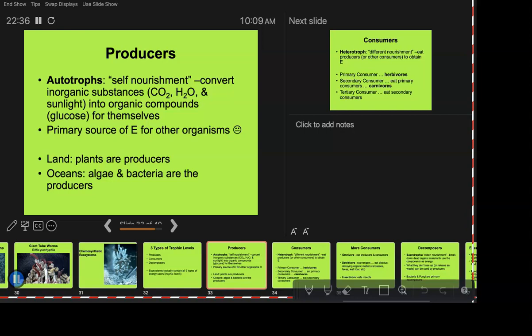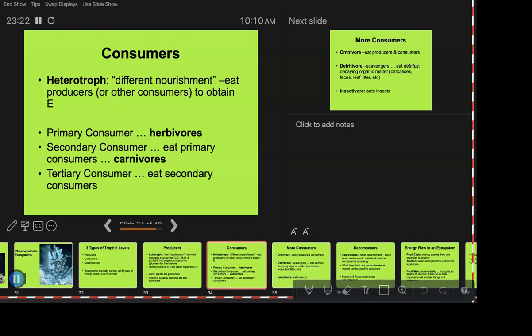the autotrophs on land. And again, you can just see this rolling out as a multiple guess question, right? On land, what are the primary producers? Circle the correct answer. On the oceans, all right, we look towards the algae and the bacteria. Yes, of course, there are plants in the ocean, but by far, these guys outnumber them. So autotrophs, these are the producers. Hetero, other energy, or different nourishment. They eat producers, or sometimes other consumers.